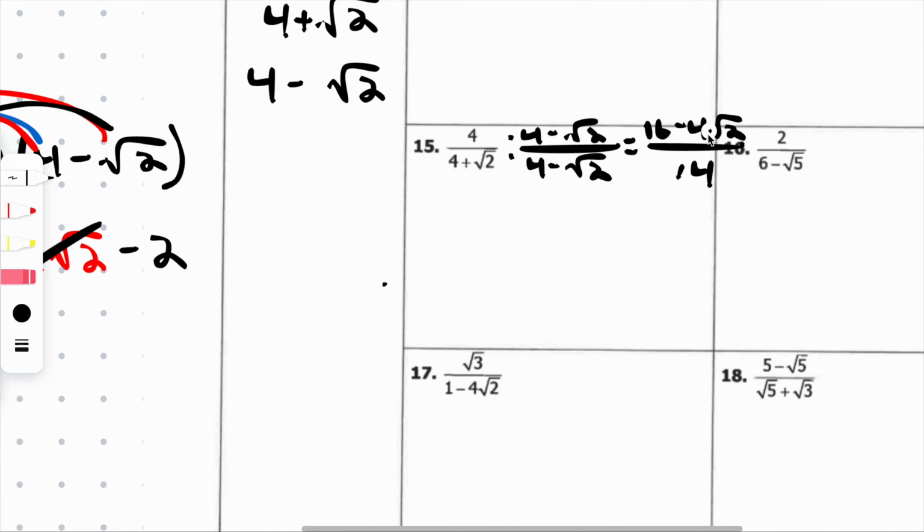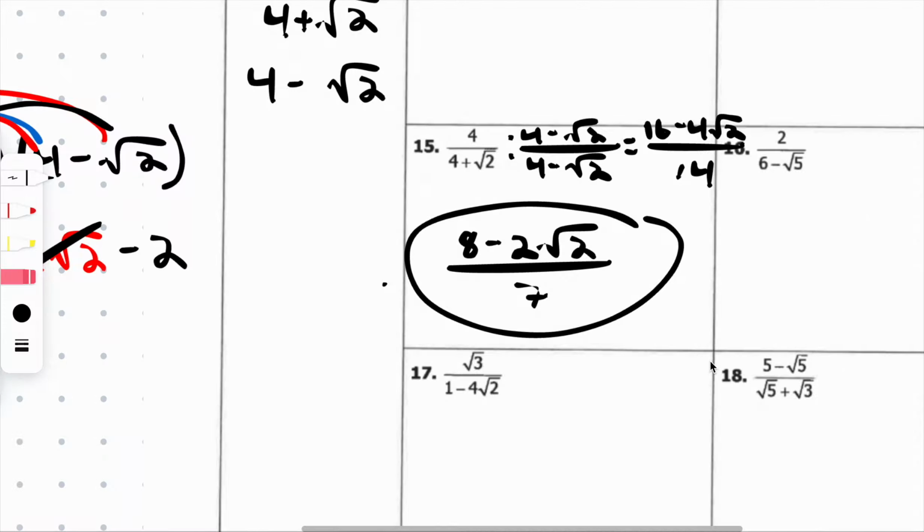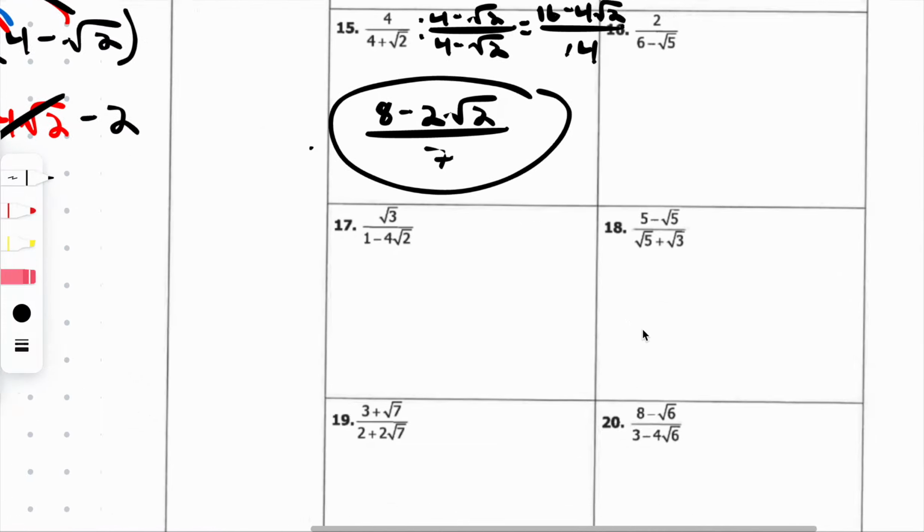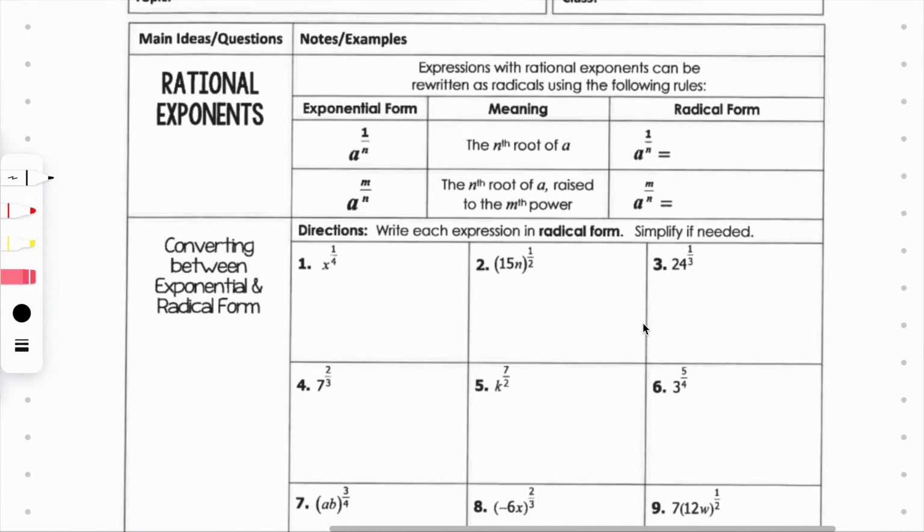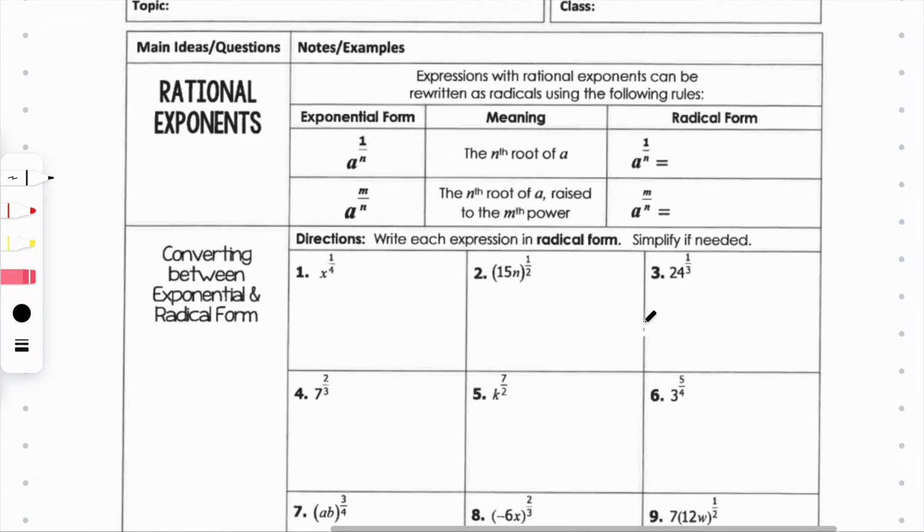We can simplify this entire fraction by dividing every number by 2. So we end up getting 8 minus 2 root 2 over 7. And that's going to be our answer. Okay? Great. Now let's move on to rational exponents.